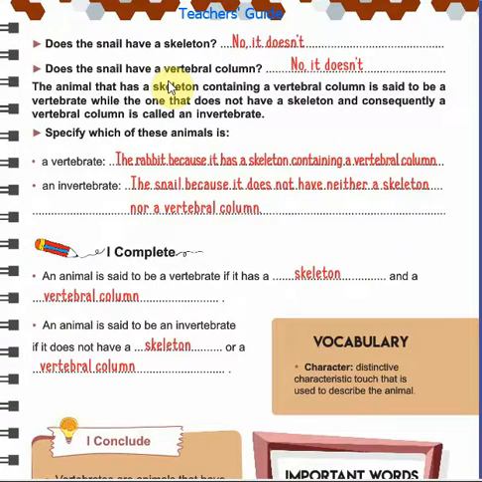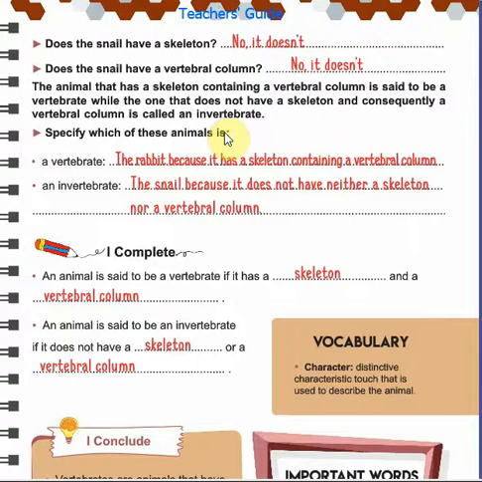So we can conclude that the animal that has a skeleton containing a vertebral column, يعني كل animal عنده skeleton بيحتوي على vertebral column, is said to be a vertebrate, بنقول له vertebrate, like the rabbit, while the one that doesn't have a skeleton and consequently a vertebral column is called an invertebrate. And the animals that don't have a skeleton, اللي ما عندهم skeleton containing the vertebral column, is called an invertebrate.